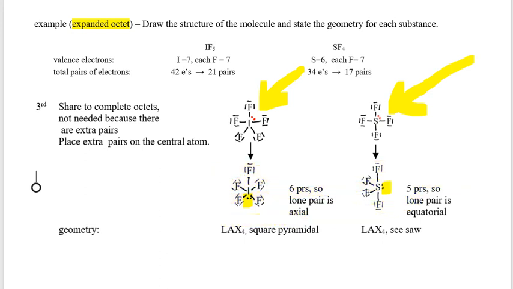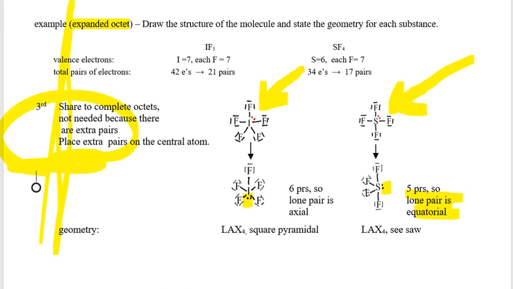It depends upon the number of pairs of atoms. You really got to count. For the iodine, there are 6 pairs. For the sulfur, there are 5 pairs. If there are 6 pairs, the pairs go axial. That's the up and down. If there are 5 pairs, the pairs go equatorial, and equatorial go around the middle. It's just like the Earth, around the middle versus the axis. So 6 pairs axial, 5 pairs equatorial, and you can draw a beautiful structure that way.